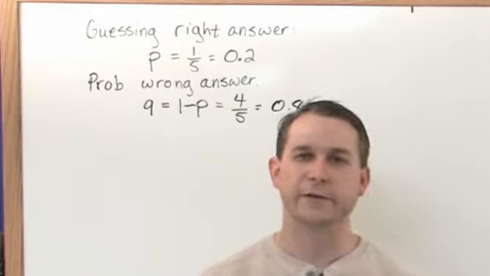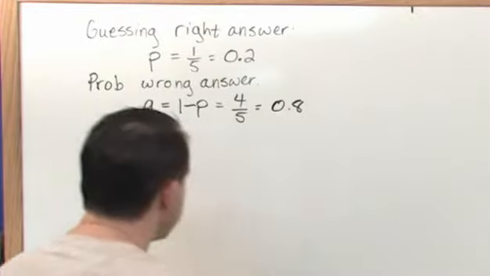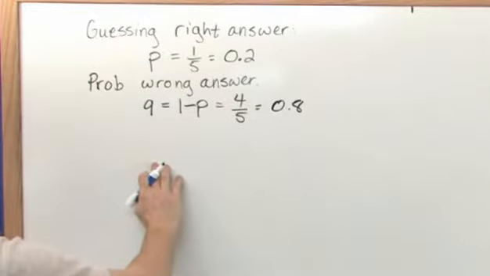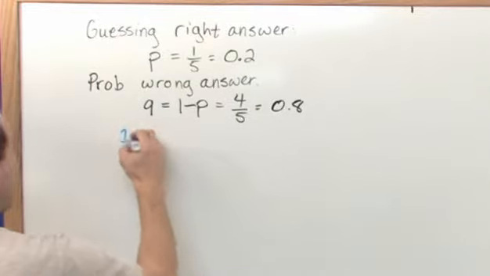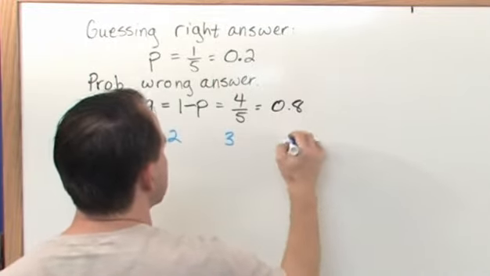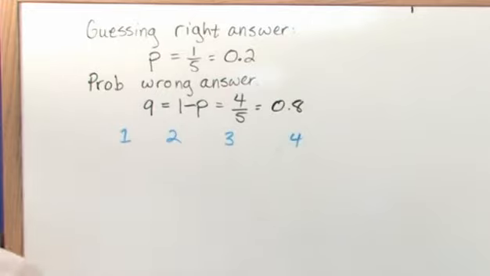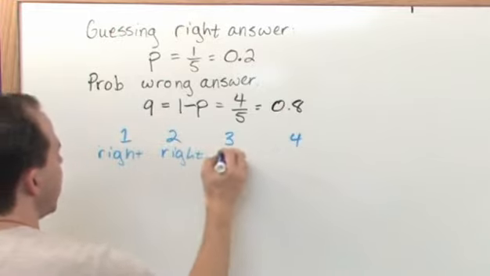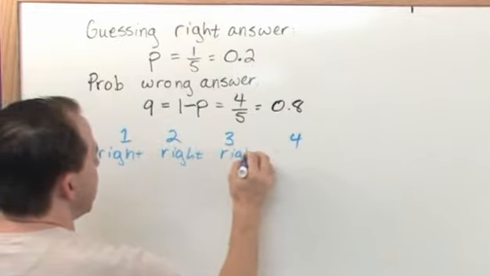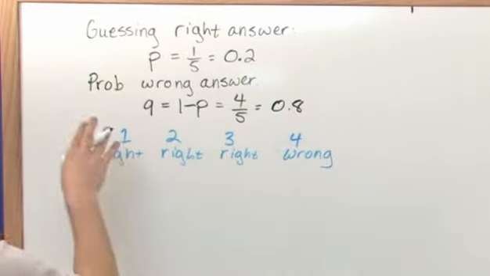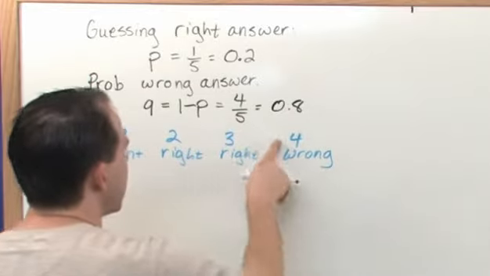Okay, so how do I do that? Well, before we even calculate it here, let me just write a few things down. If I have question 1, question 2, question 3, and question 4 right here, just work with me here. Well, first of all, I could get the first one right. I could get the second one right. I could get the third one right. And I could get the fourth one wrong. Because the whole thing is I want to get 3 questions right and 1 of them wrong. That's what I'm trying to do.